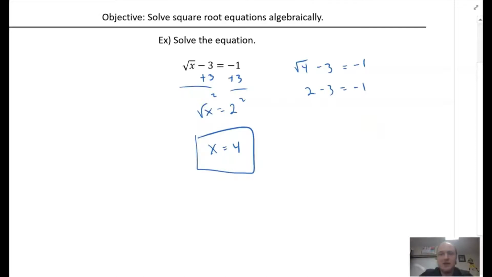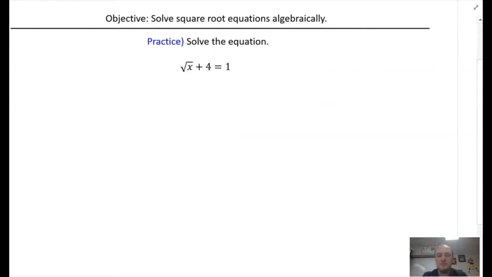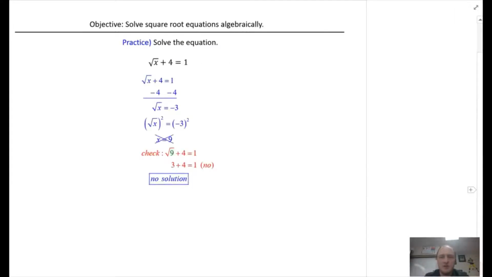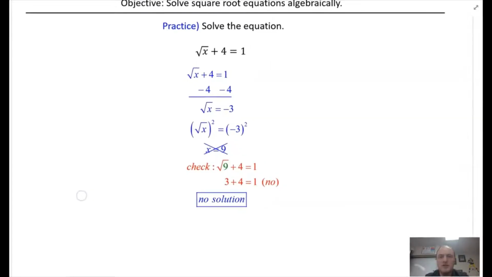All right, so here is a practice problem. Go ahead, pause the video, try this one. All right, and here is the solution. No solution. Okay, so in this case, you get 9. And when you plug in 9, 3 plus 4 does not equal 1. Okay, and generally, a lot of the problems come around when we square a negative.